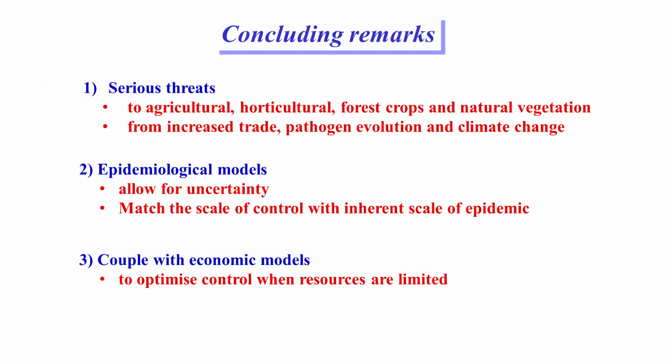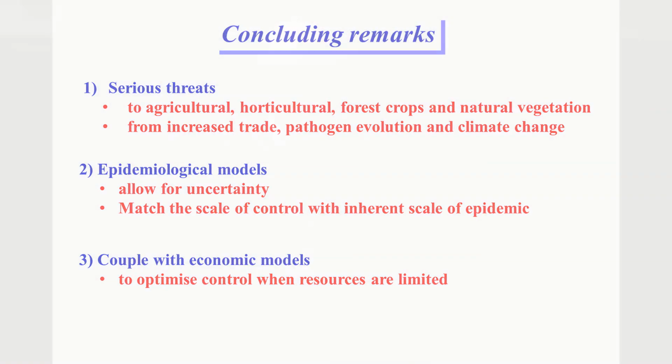So what have I done? Indicated, I hope, some serious threats to agricultural, horticultural, forest crops and natural vegetation, and different causes. I've shown you some epidemiological models, allowing for uncertainty and, importantly, matching the scale of control with the scale of the epidemic. I've given you a teaser about coupling with economic models.